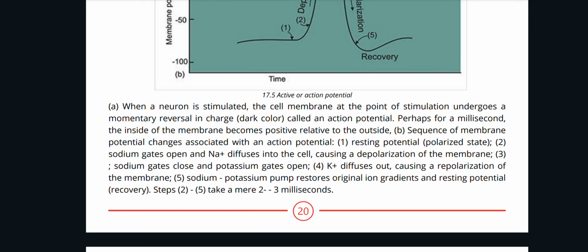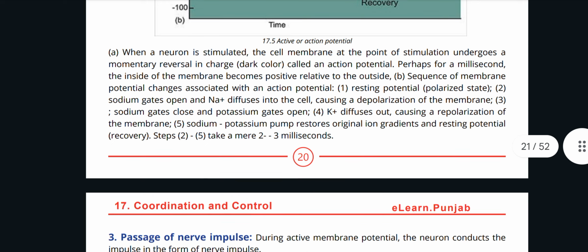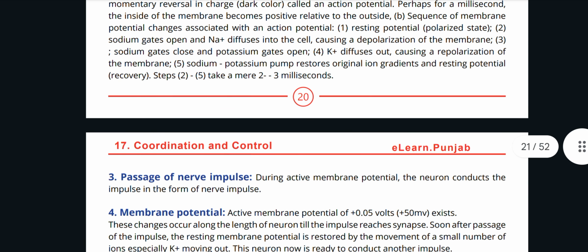Resting potential, a polarized state. Sodium gates open and sodium diffuses into the cell, causing a depolarization of the membrane. Sodium gates close and potassium gates open. Potassium diffuses out, causing a repolarization of the membrane. The sodium-potassium pump restores original ion gradients and resting potential, which is the recovery stage, and steps 2 to 5 take a mere 2 to 3 milliseconds.